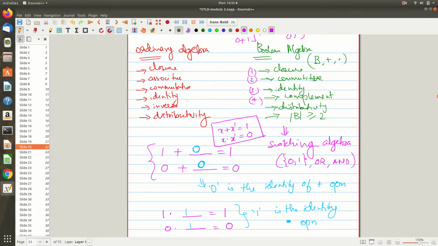Similarly for 0, what is the complement? 0 plus complement of 0, that is 1. 0 plus 1 is giving you 1. Similarly 0 dot complement of 0, that is 1, that is also giving you 0. So this is true, right?